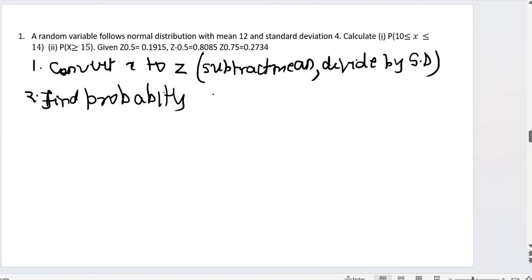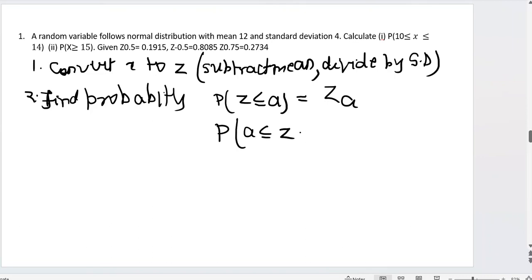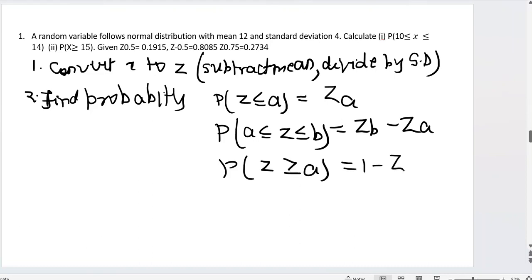We need some formulas here. First one is P of z less than or equal to a is nothing but ZA. P of a less than z less than b is ZB minus ZA, and P of z more than or equal to a is 1 minus ZA. We need these three formulas.